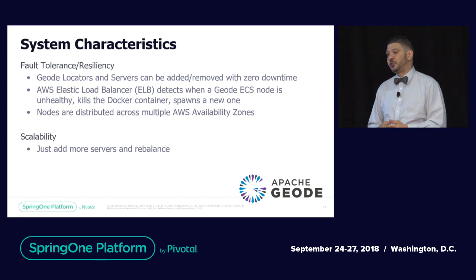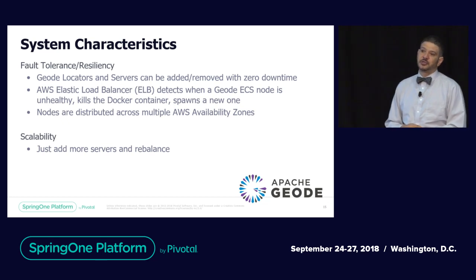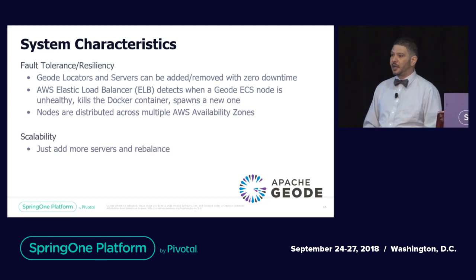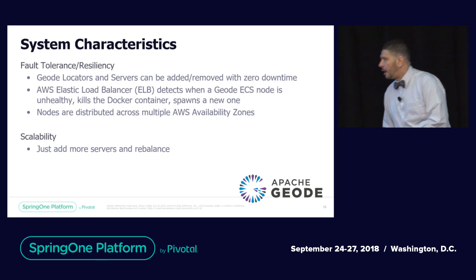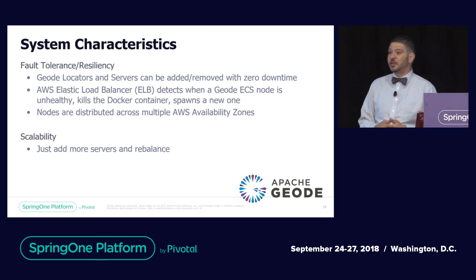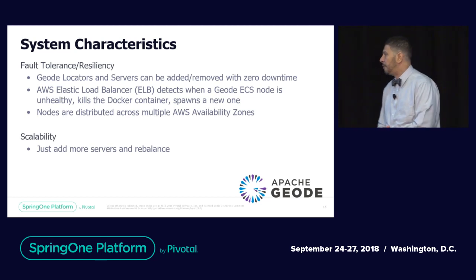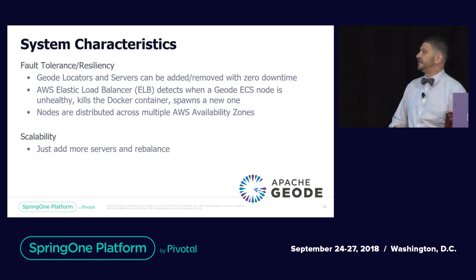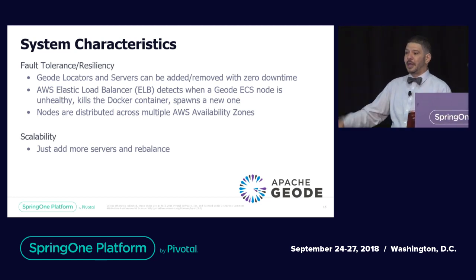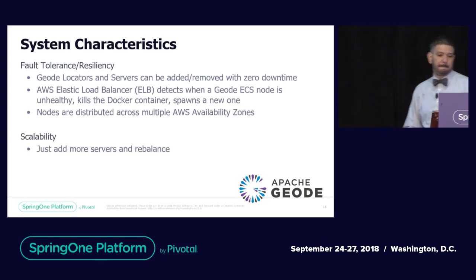And of course, we distribute all our nodes across AWS availability zones, so if the AWS Northern Virginia region is having a bad day one day, we're not out of business. And then as far as scalability, we just add more servers, rebalance, and move on. This is head and shoulders over what we had going with HBase.